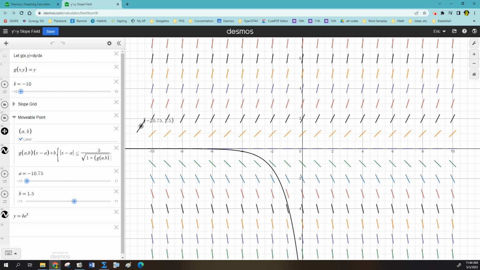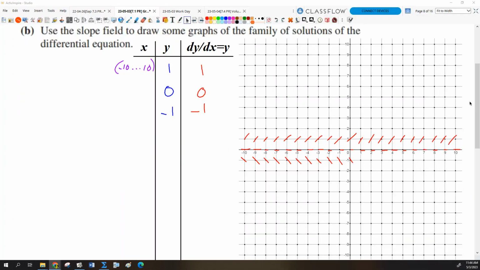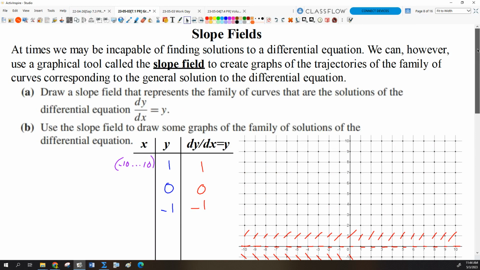For example, we might say, if I go back here for a second, like we might want to find the one. Does this ask for one?